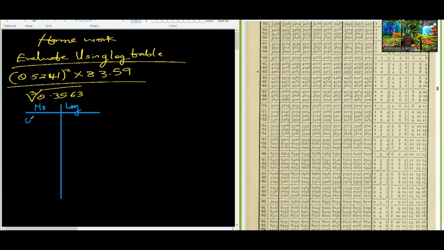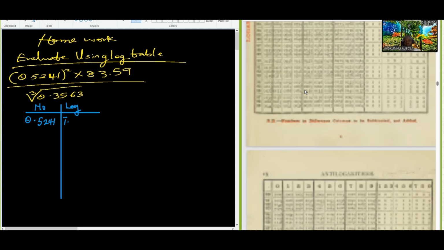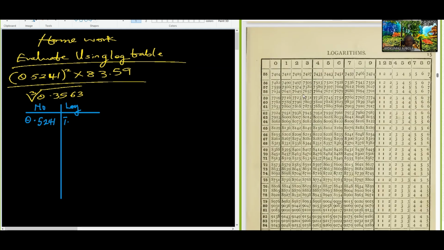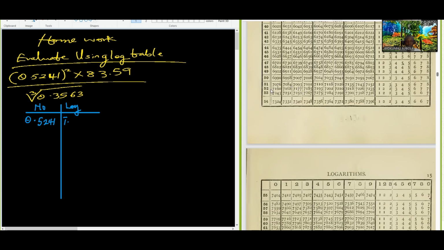The first number is 0.5241. If we take this to standard form, it's going to give us 5.241 times 10 raised to minus 1. That minus 1 becomes our integer. Then we'll go into our logarithms table. We check log 52 on the 4, difference 1. 52 is up here under 0, then 4: 1, 2, 3, 4. That is 7193. Difference 1 is 1, that's 7194.